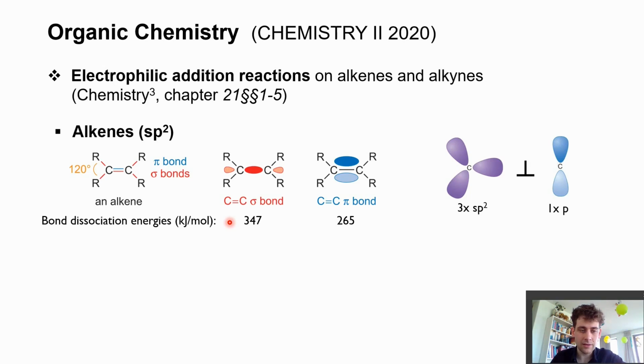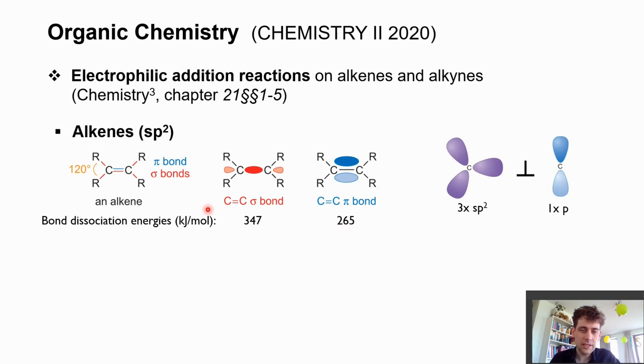And the bond energy of these two bonds is now different. You can see that here on this slide. So the sigma bond has a bond energy of roughly 350 kilojoules per mole. And the pi bond is a little bit weaker. It only has a bond energy of 260 kilojoules per mole. And of course, this alters the reactivity.